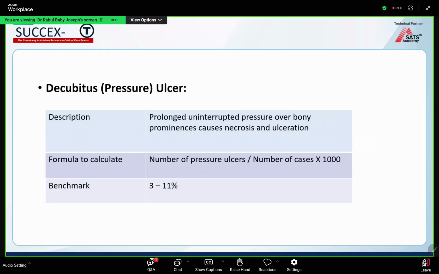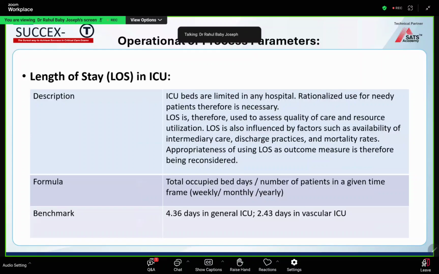So next is the decubitus ulcer. Coming to the operational process or process parameters, the first one is the length of stay in ICU. Length of stay is usually used to assess the quality of care and resource utilization. It is again influenced by a number of factors. It depends on your admission and discharge policies, your mortality rates.